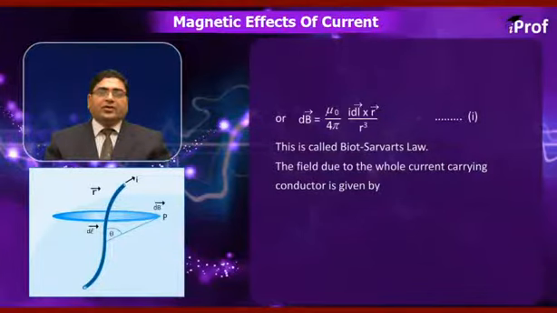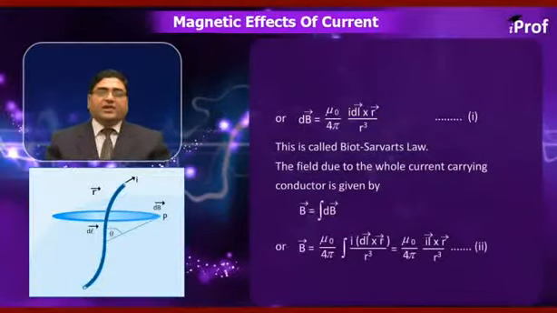The field due to the whole current carrying conductor is given by B vector equals integration dB vector, or B vector equals mu naught upon 4 pi integration I dl vector cross r vector upon r cube, equal to mu naught upon 4 pi, I L vector cross R vector upon R cube. Equation 2.